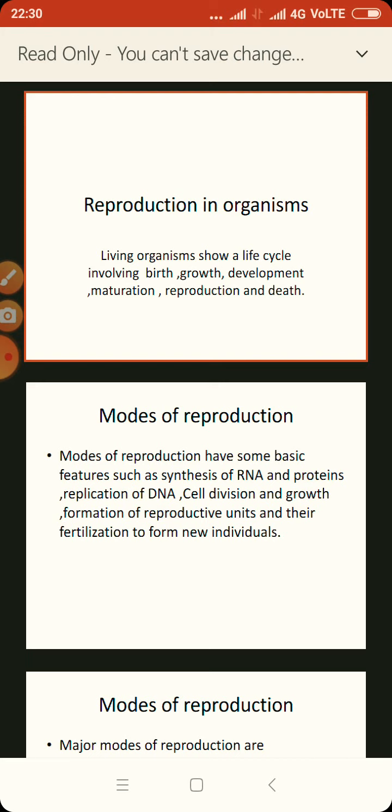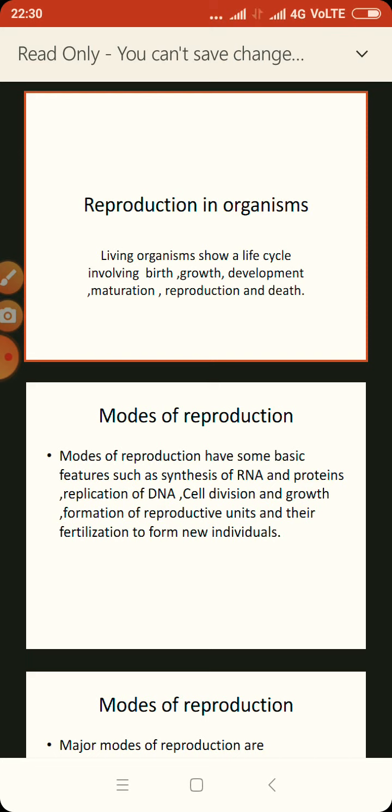Today we are going to talk about the very first chapter in zoology, called reproduction in organisms. In this chapter, we will be concentrating on modes of reproduction, that is, two different types of modes called asexual and sexual.